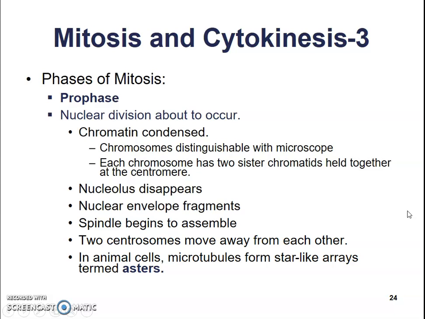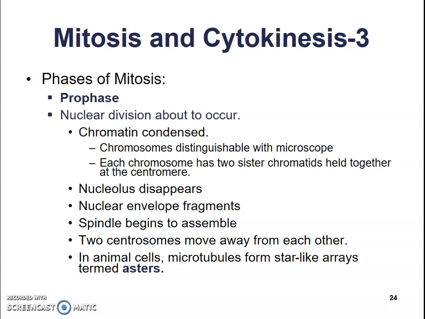The phases of mitosis. Our first phase of mitosis is prophase. This is when the chromatin condenses and forms that X shape that you can see through a regular microscope. Each chromosome has 2 sister chromatids that are held together at the centromere. During prophase, the nucleolus disappears because we're not making any ribosomes. We are focusing on making sure that these 2 new cells have all the right structure. So we're just getting rid of the nucleolus for a little bit.